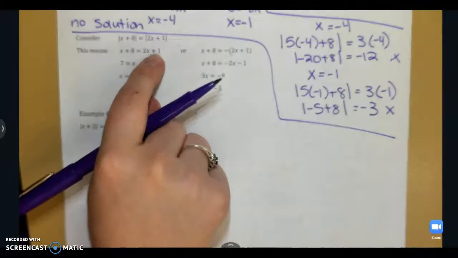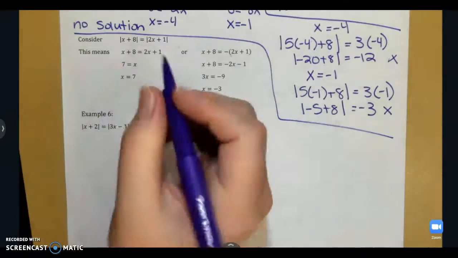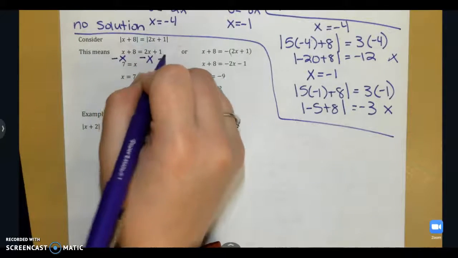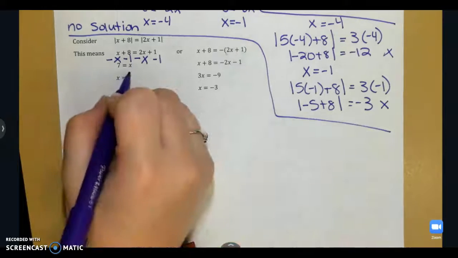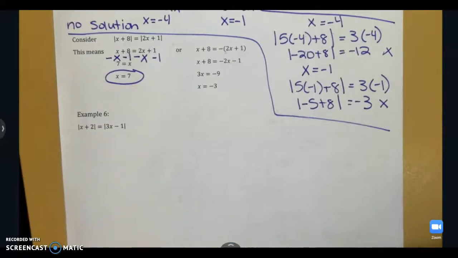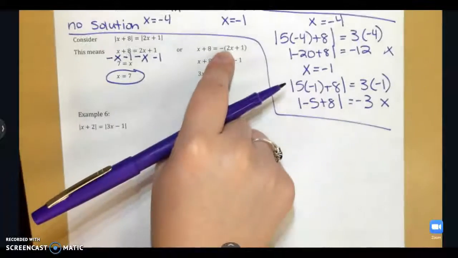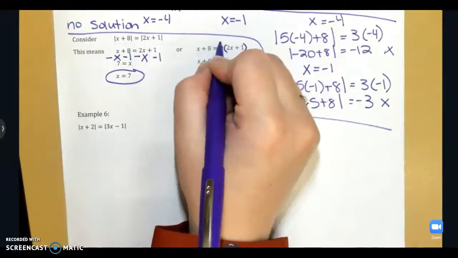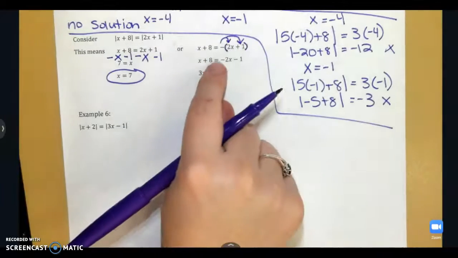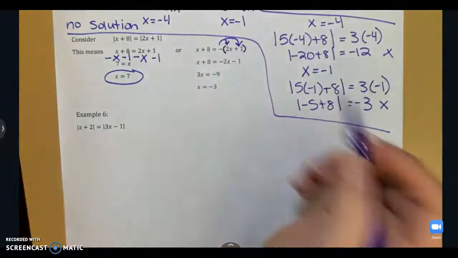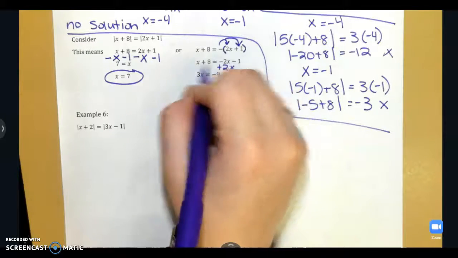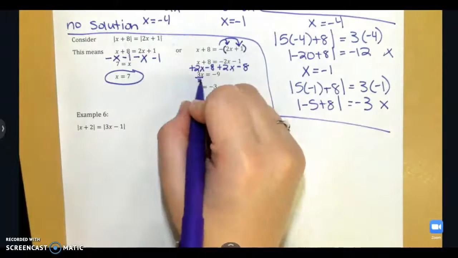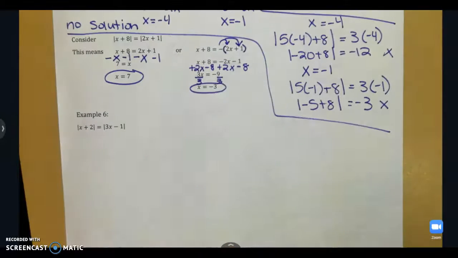So x plus 8 could be the positive value of 2x plus 1, and if that's the case, then we move all of our x's to one side and all of our numbers to one side, and x is equal to 7. Or x plus 8 could equal the negative of 2x plus 1. And remember, we want to use those parentheses because we have to distribute that negative. So x plus 8 would be negative 2x minus 1. And then get all of our x's on one side and all of our constants on the other. And we get that x is negative 3.